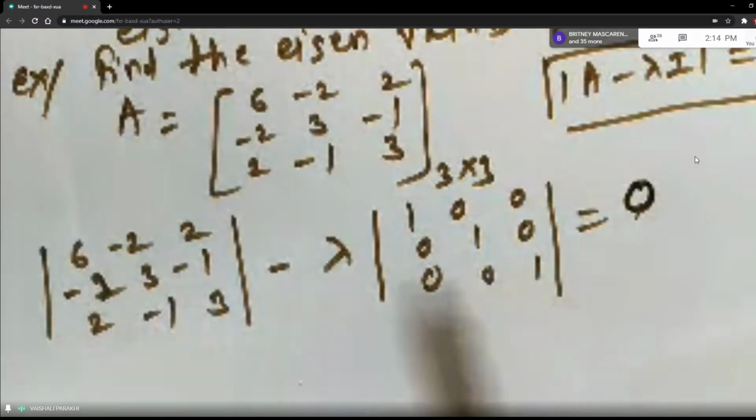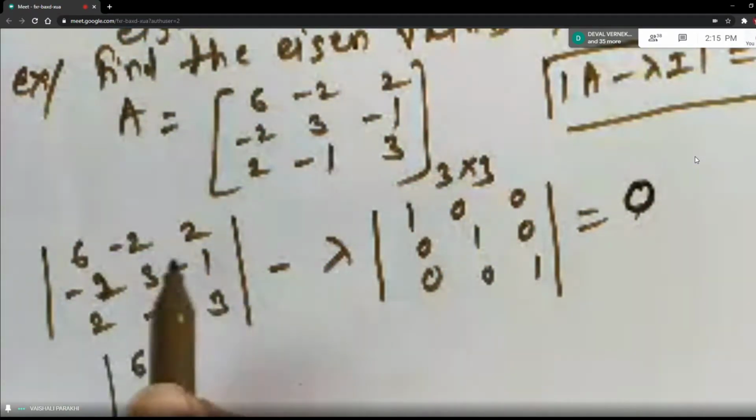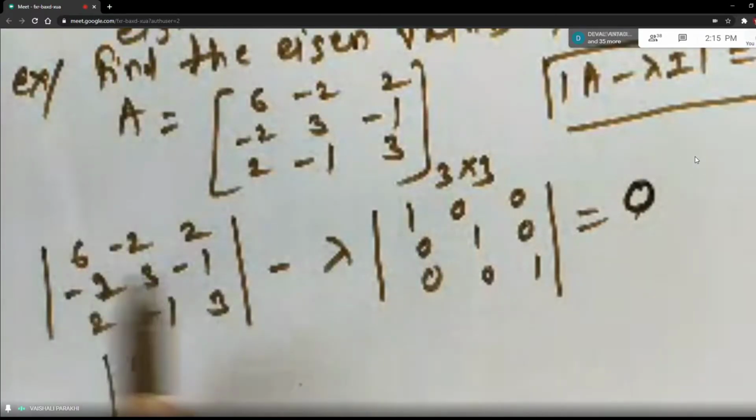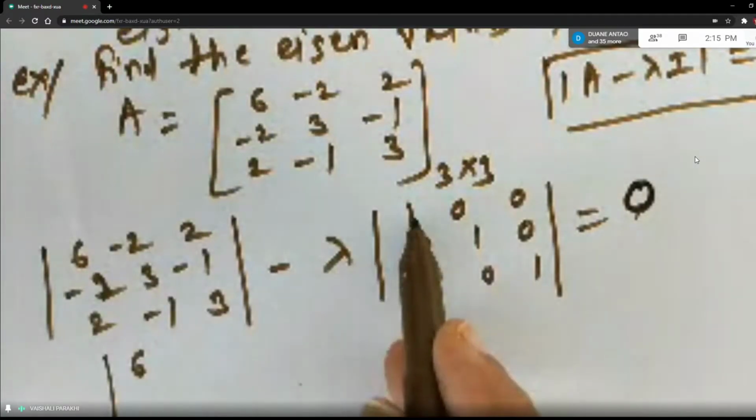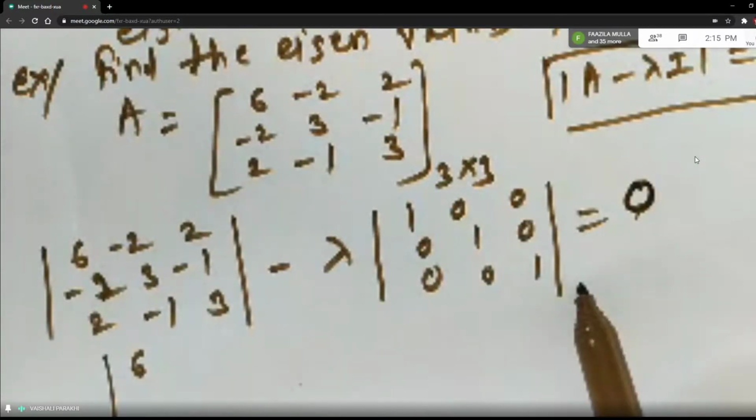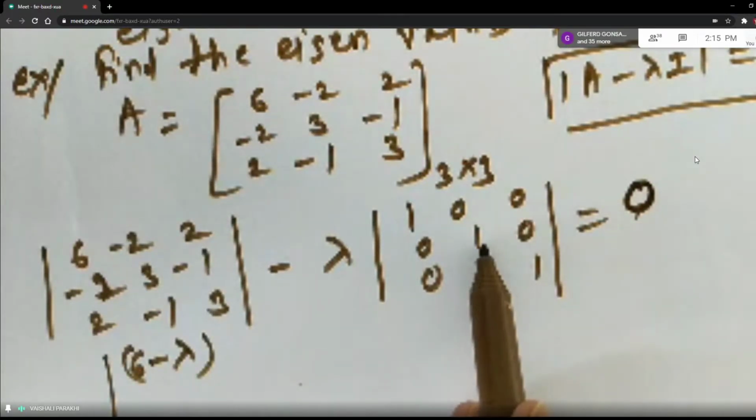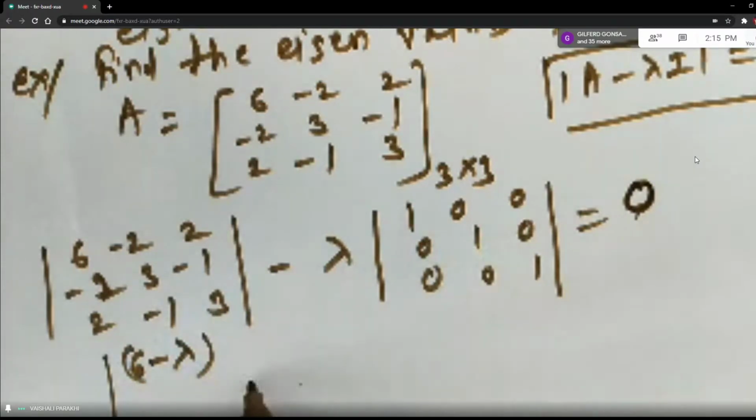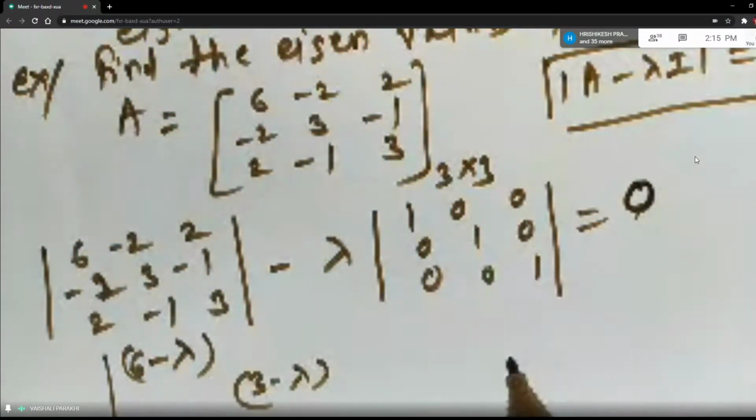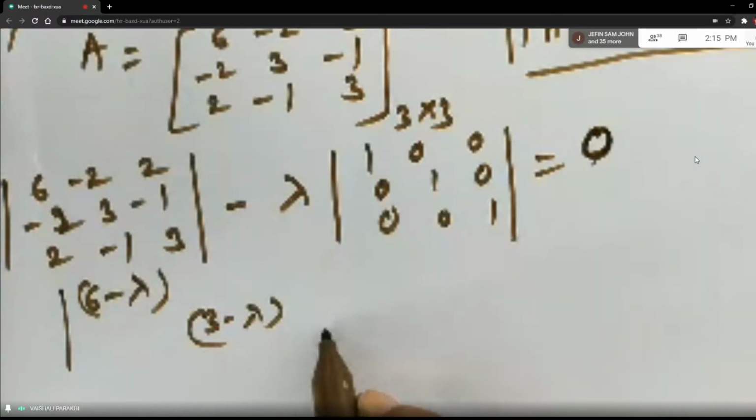Now, when I combine these two, what will happen, students? See, corresponding elements you have to subtract, first element minus first element. If I multiply this by lambda, it will be lambda 0 0, 0 lambda 0, 0 0 lambda, right? So I get 6 minus lambda. Then the middle term is also lambda here, so it will be 3 minus lambda. And the last term also will be lambda in the second determinant, so it will be 3 minus lambda.